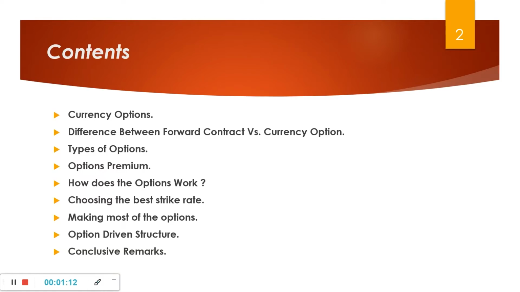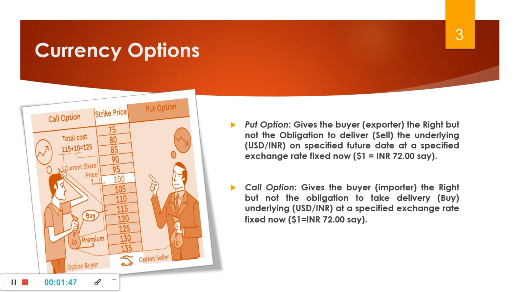In this presentation, I am going to discuss what a currency option is, the difference between a forward contract versus a currency option, then types of options, option premium, how an option works, choosing the best strike price, making the most of the option-driven structure, and I would like to close this presentation with my concluding remarks. Let's go to the third presentation.